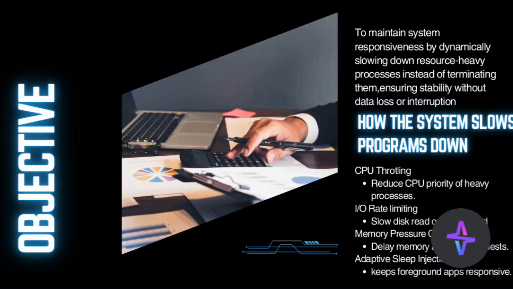CPU throttling reduces the CPU priority of heavy processes. Input and output rate limiting slows down disk read or write speed. The third one is memory pressure control, which delays memory allocation requests. And the fourth one is adaptive sleep injection, which keeps foreground apps responsive.